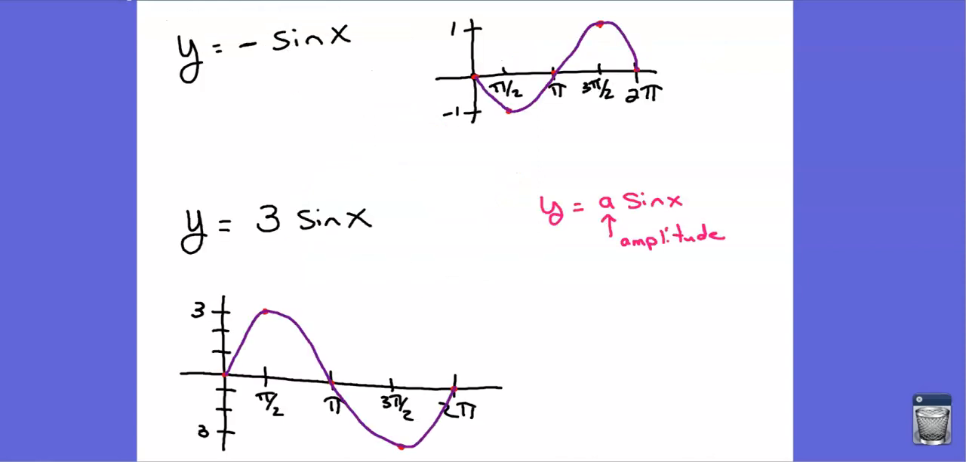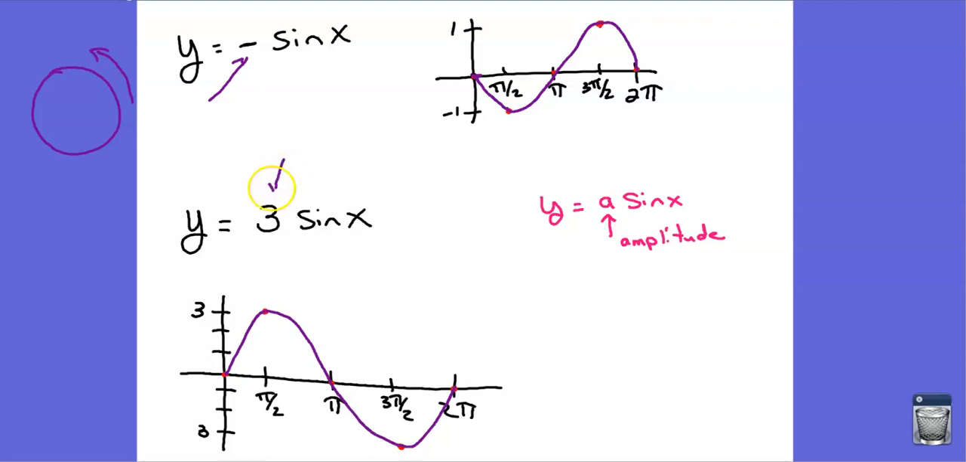So let's look at the negative on the outside. Well, the negative flips it over on the x-axis, so it reflects it on the x-axis. So it still starts at 0, but instead of going up to 1, it's going to go down to -1. It's kind of like the unit circle. Instead of going counterclockwise, we're actually going clockwise, because we're going in the opposite direction. So here we're going down and then back up, and that's all the negative sign does.